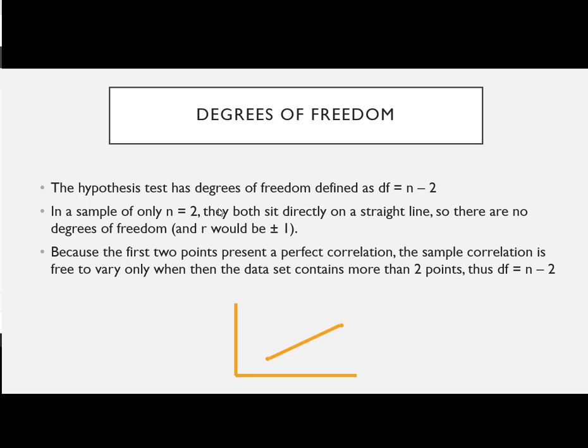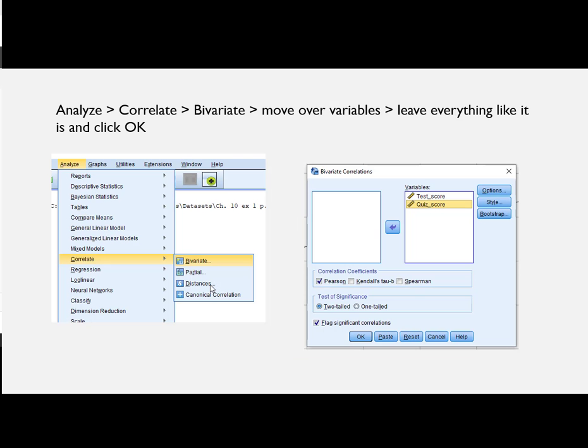One note about degrees of freedom. The hypothesis test has degrees of freedom defined as df equals n minus 2. So in a sample of only 2, they both sit directly on the straight line, so there are no degrees of freedom, and the correlation coefficient would be plus or minus 1. Because the first 2 points present a perfect correlation, the sample correlation is free to vary only when the data set contains more than 2 points. Thus, degrees of freedom is equal to n minus 2. SPSS won't give that to you when you report it out in APA. You have to just subtract 2 from the sample size, and you have to remember to do that.